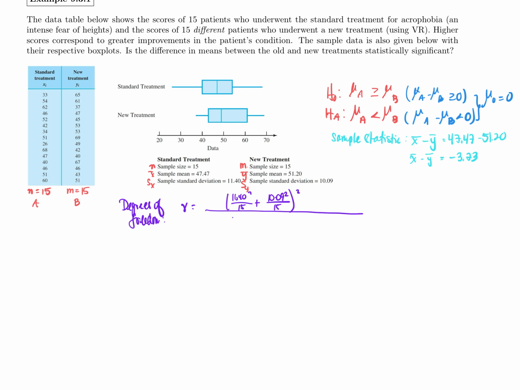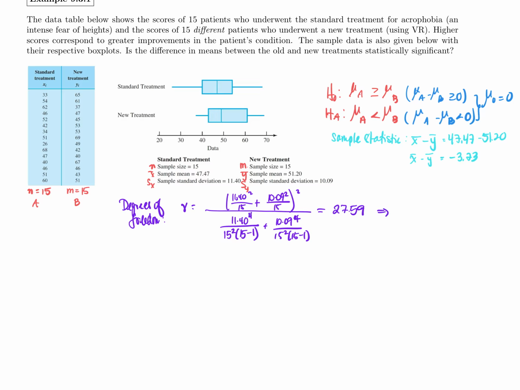And our denominator will have our 11.40, but instead of squared, now it's to the fourth, and it is divided by n squared, which is 15 squared, times n minus 1, which is 15 minus 1. And we'll add to this the same thing, but in y, so 10.09 to the fourth, over 15 squared times 15 minus 1. And when we calculate all of this together, we end up at 27.59. And the one really interesting thing to note about degrees of freedom is we always round it down.